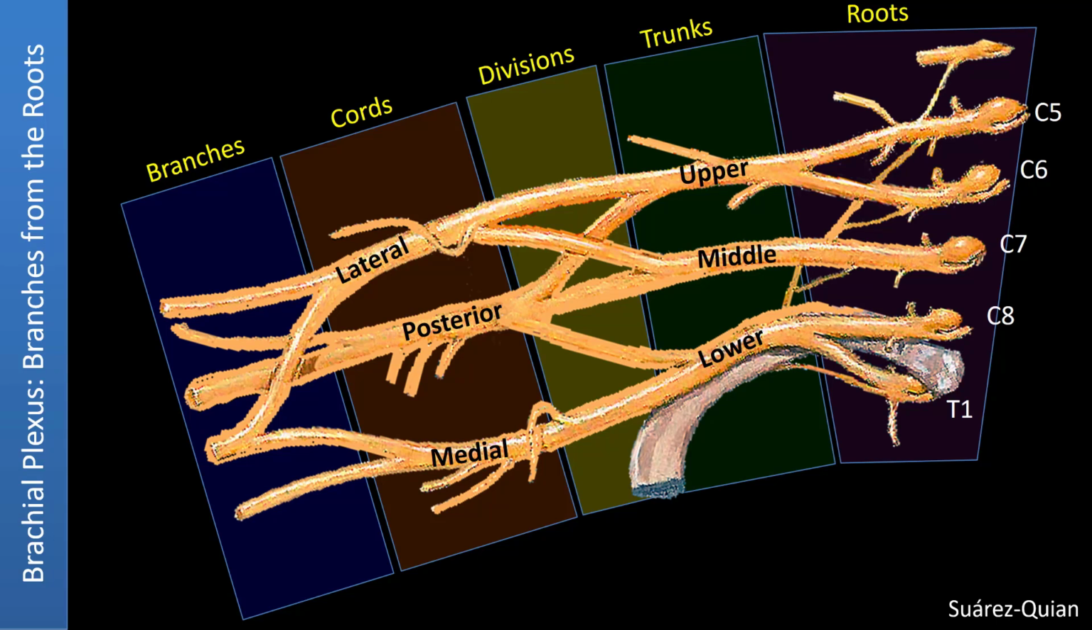Now that we have finished describing the formation of the backbone of the brachial plexus, let's fill in the name of the branches that we have previously left out. Let's start with the nerve branches that emerge from the roots of the brachial plexus. These include the long thoracic nerve from roots C5, C6, C7, the nerve to the subclavius, and the dorsal scapular nerve.